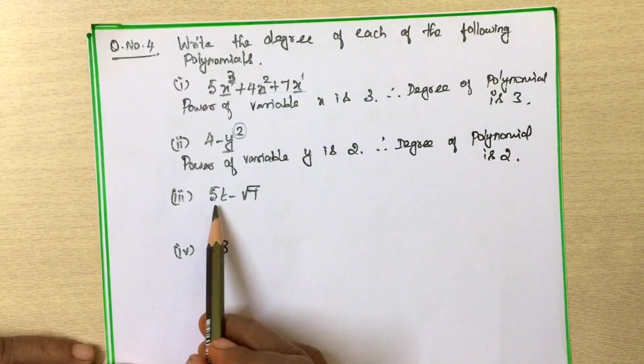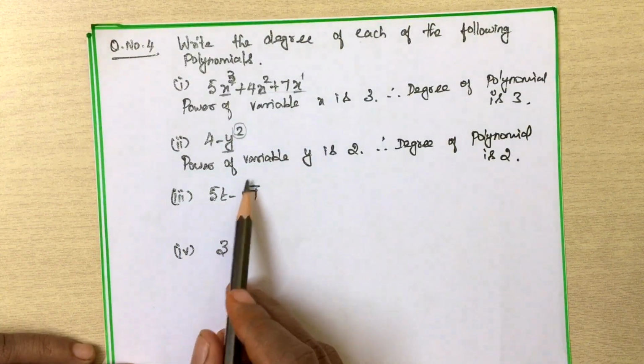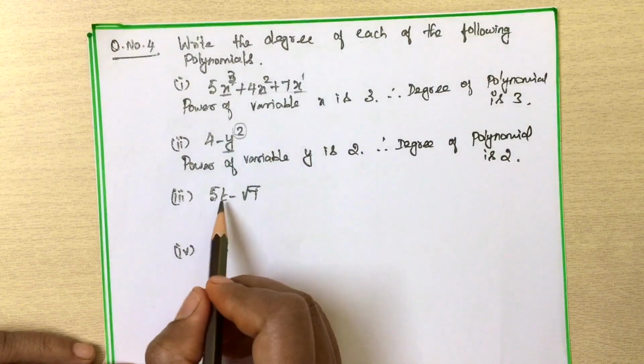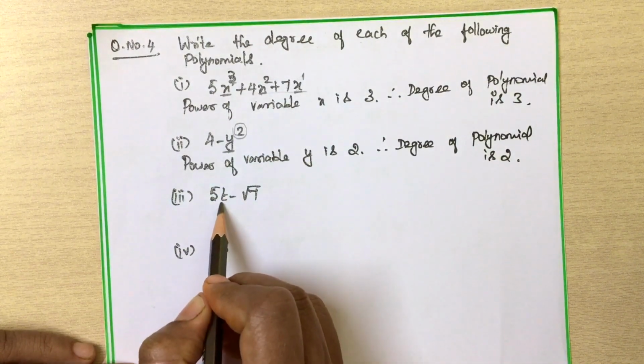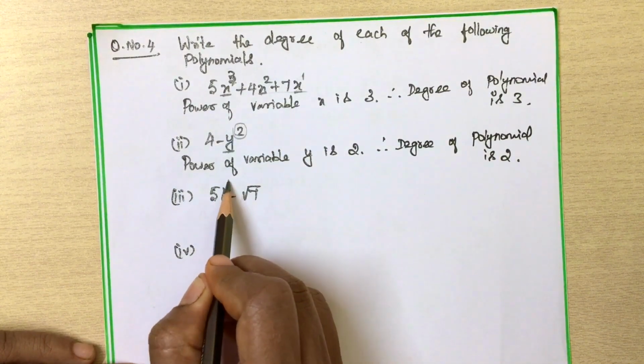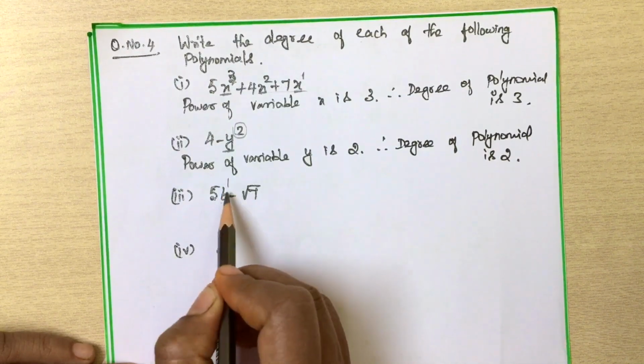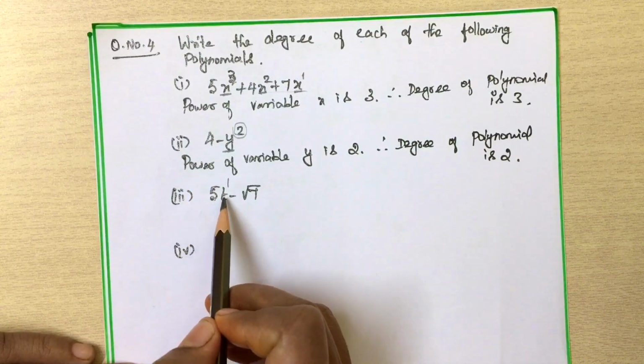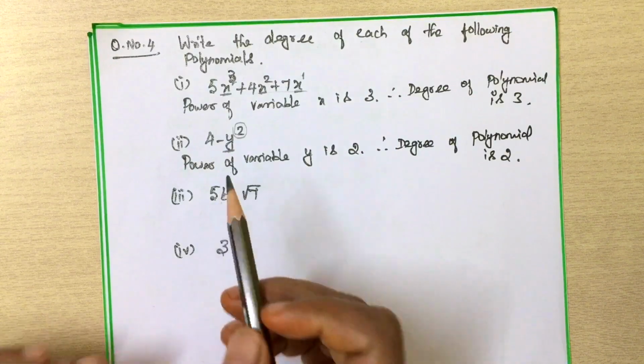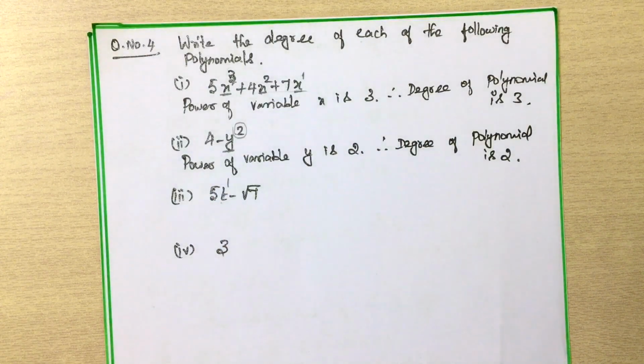Third one, 5t minus root 7. So we don't have any variable here. The only variable present is here, that is t. What is the power of t? If it is not mentioned, we know it is always 1. Now the power of the variable t is 1, then the degree of the polynomial is 1.